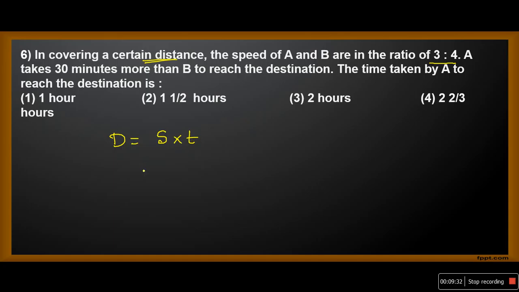Implies speed equivalent to distance by time. Is it clear? Or else distance is speed into time. Now here the distance is constant, so speed of A into time taken by A must be equivalent to speed of B into time taken by B. Okay, let us find the ratio of TB by TA, which is equivalent to SA by SB.